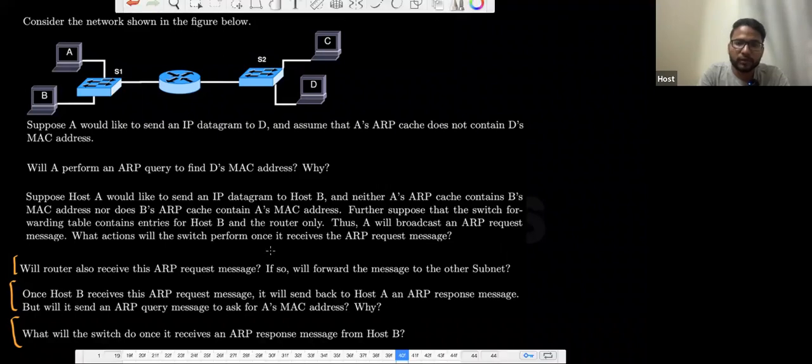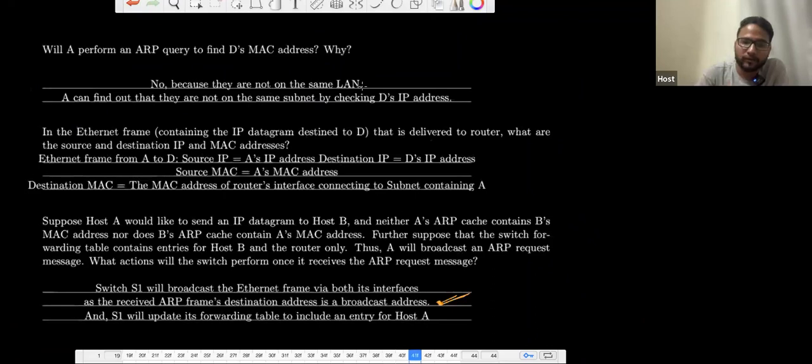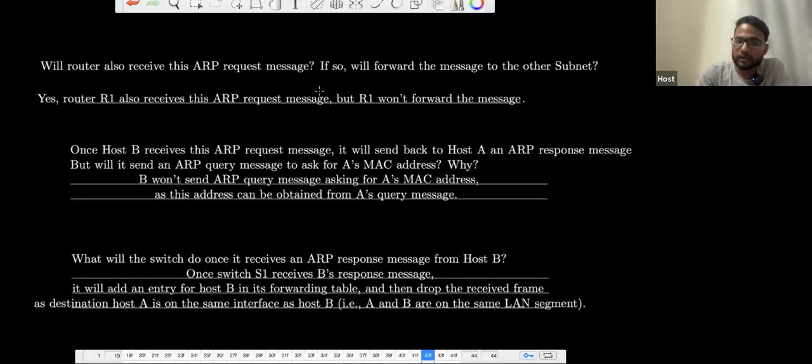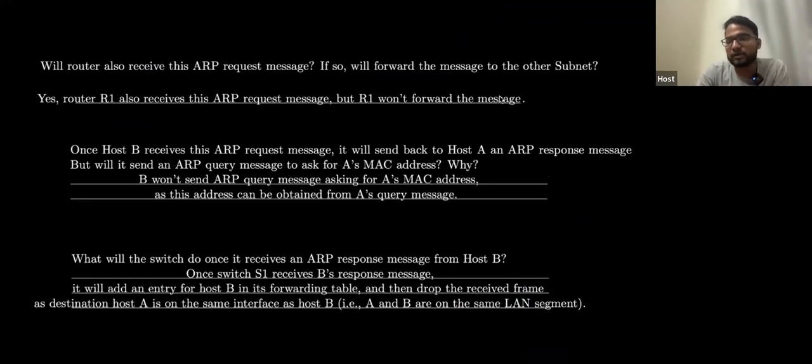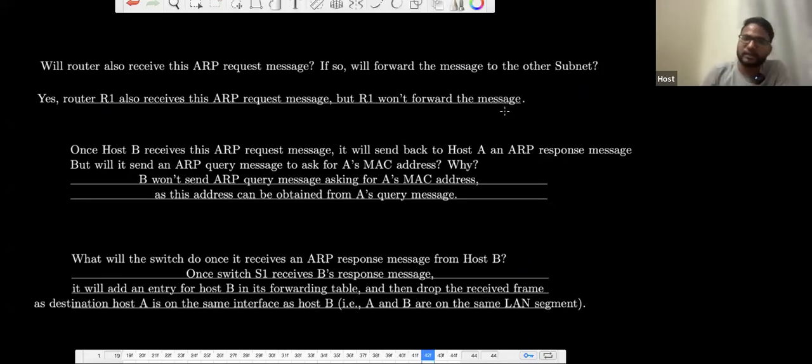So what they're saying: will the router also receive the ARP request message? Tell me. If so, will it forward it to the next subnet? When A is sending to B, the packet will be received by the router, but the router will not forward it, because it is a broadcast message.